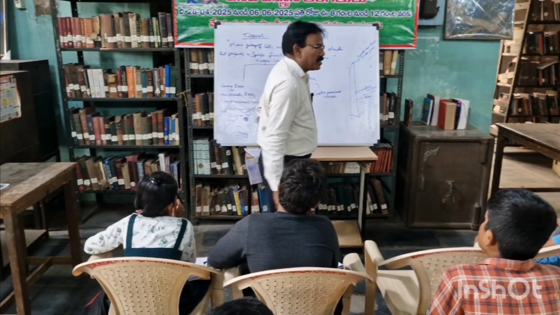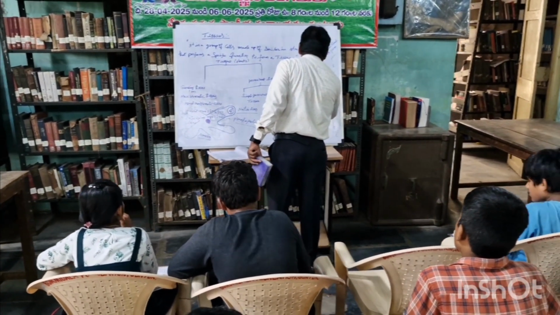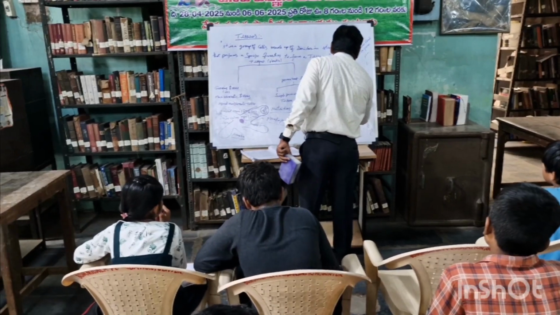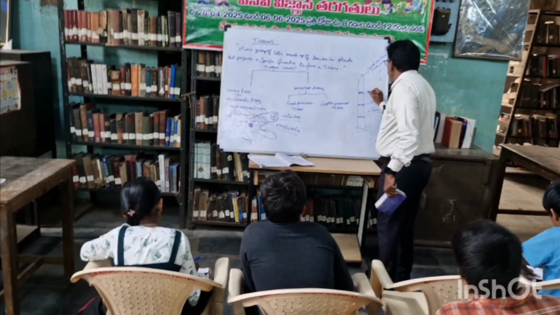And the third one is known as intercalary meristematic tissue. So when you observe the stem, we have some nodes on it. So these are called nodes.